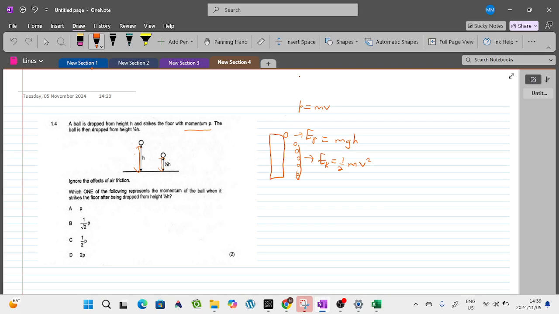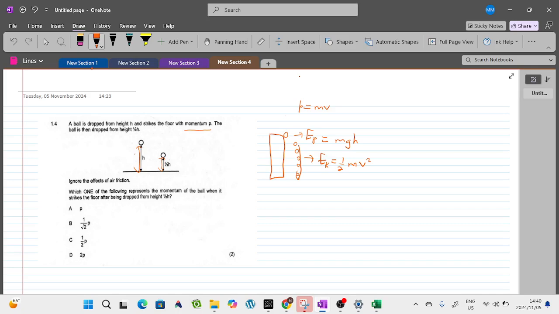Now, due to the law of conservation of energy, we cannot create and we cannot destroy energy, but we transform energy from one state to another. So the kinetic energy that we now have when the ball is moving should be equal to that potential energy, because we can't create another energy. It's basically this energy being transformed to kinetic energy.